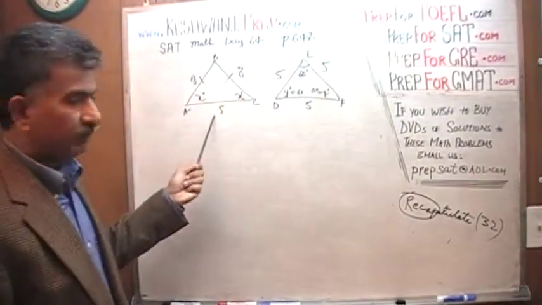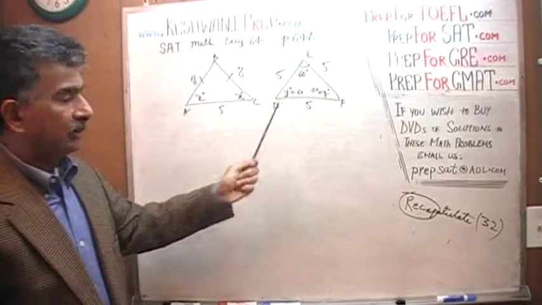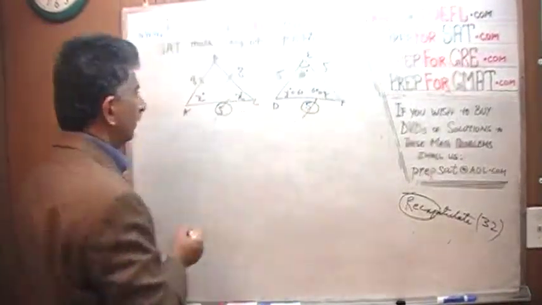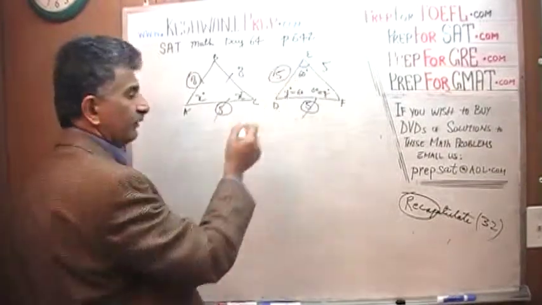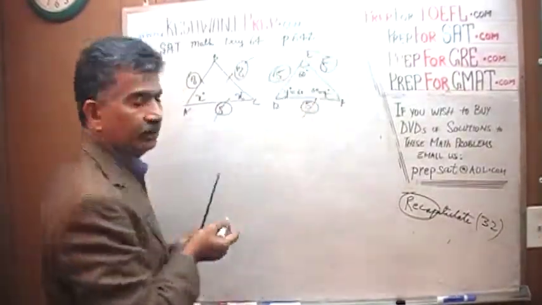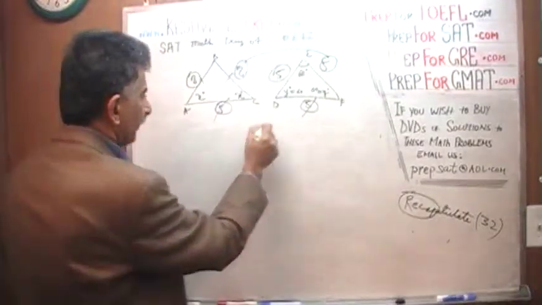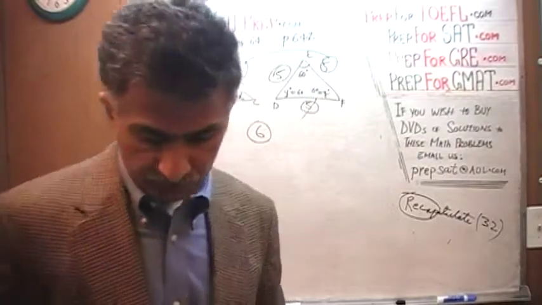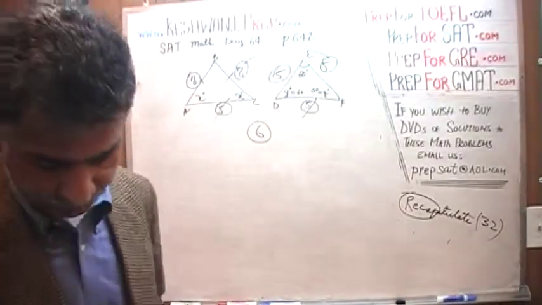So how much bigger is the perimeter of ABC compared to DEF? That's very simple. These are both 5, so they don't count. If you compare 8 with 5, that's a difference of 3. If you compare this 8 with this 5, that's a difference of 3. So 3 plus 3 is 6. The answer is 6. The perimeter of triangle ABC is 6 more than the perimeter of the other triangle. The answer is C.